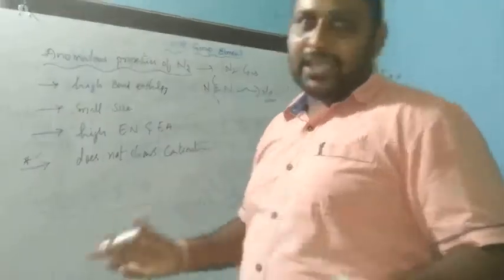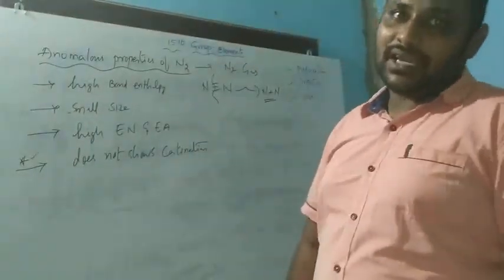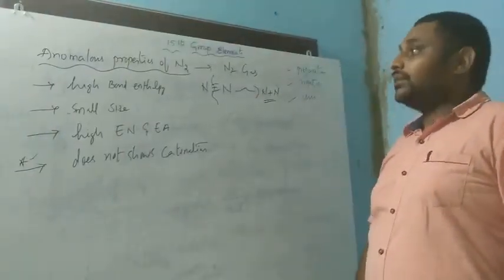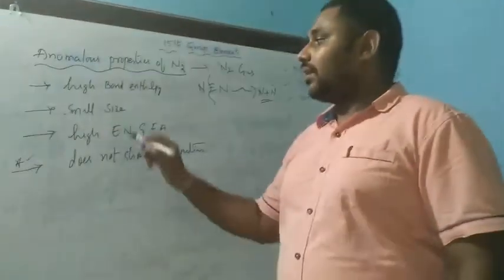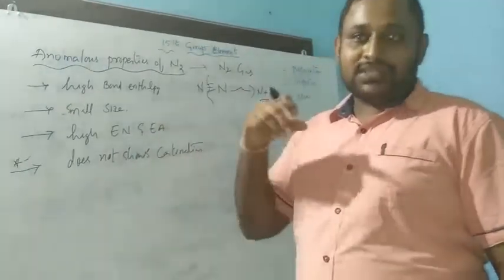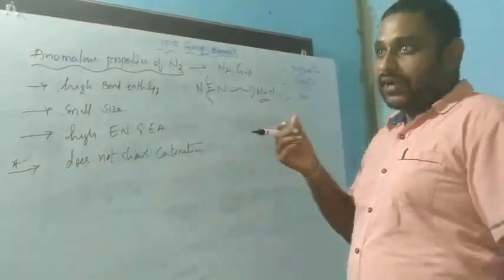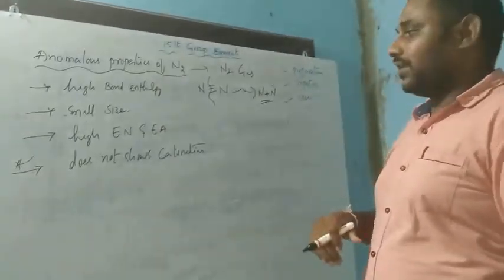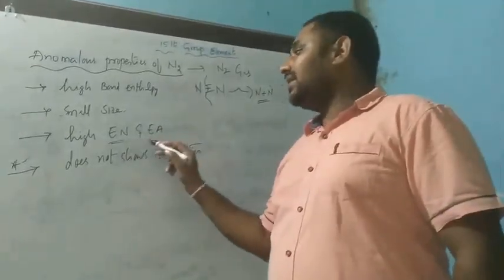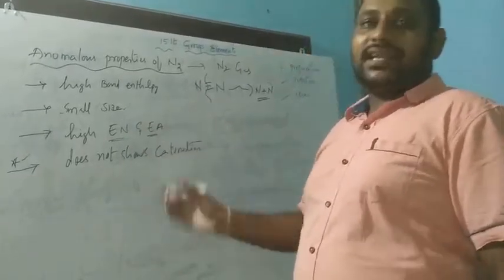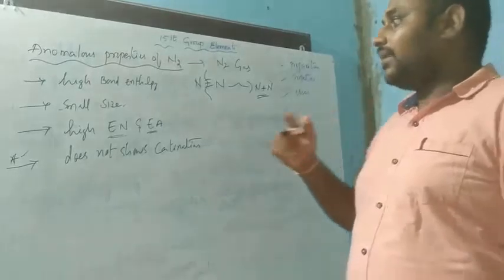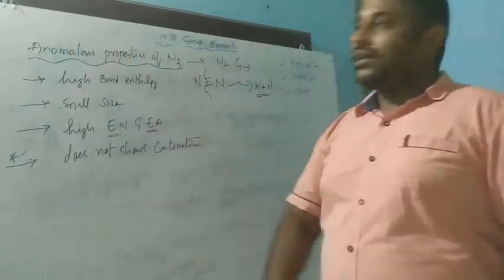Once it breaks, it easily gets involved in chemical reactions, no problem. But to break that, we need a high amount of energy. That's why it is different from others. And one more is the small size. When the size is small, removal or addition of electrons is very difficult, especially removal of electrons. Because of that, it easily takes the electron. The electron affinity is high, it takes the electron easily and attracts the electron. Because of these factors, nitrogen is different.